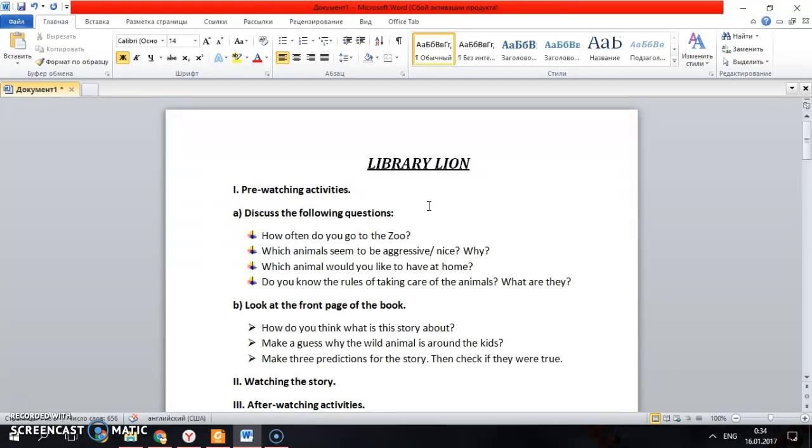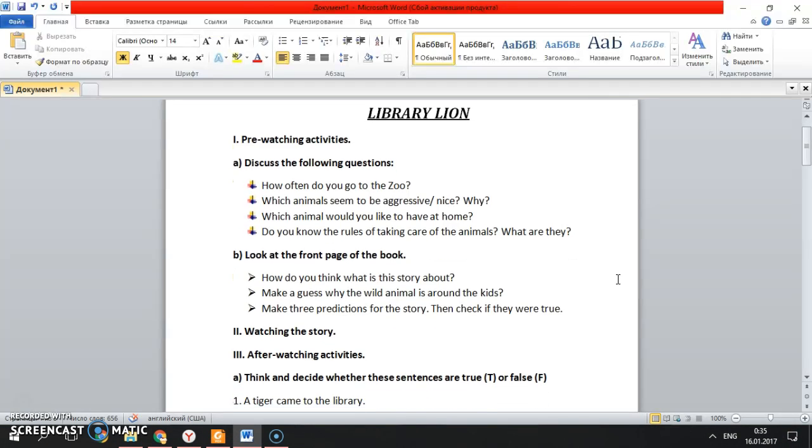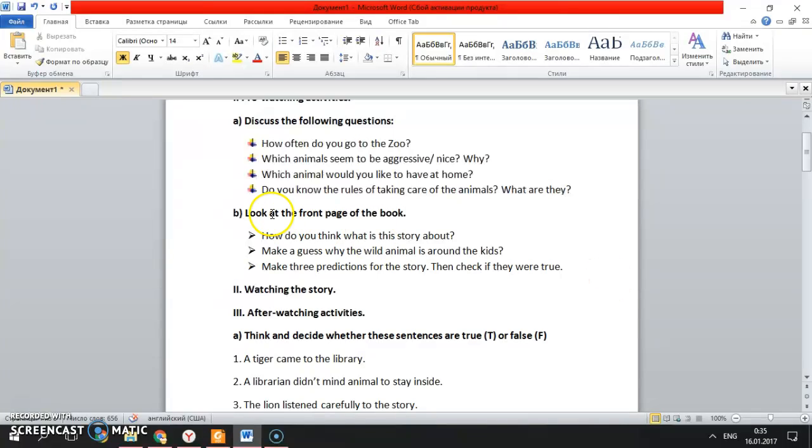How often do you go to the zoo? Which animals seem to be aggressive, nice? Why? Which animal would you like to have at home? Do you know the rules of taking care of the animals? What are they? I will suggest my students give wide answers and try to make a dialogue with them on the topic. Then I will ask them to look at the front page of the book.